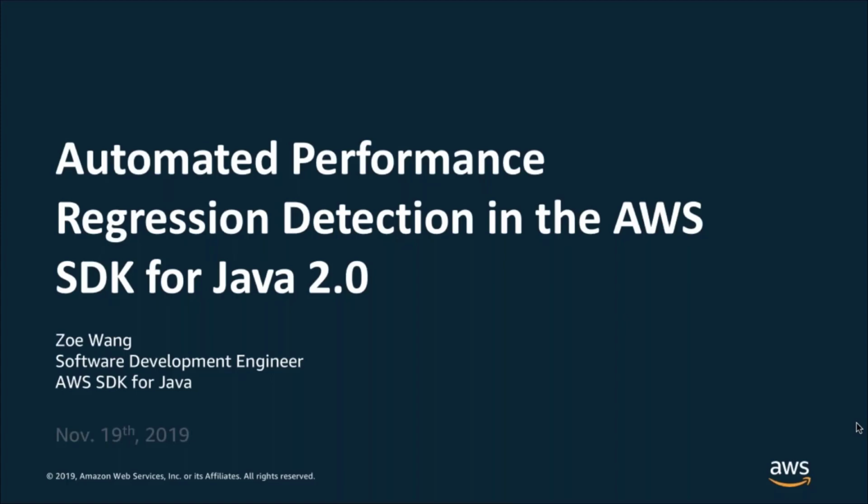Today we're going to talk about how we run benchmarks to prevent and detect performance regression in the AWS SDK for Java 2.0. My name is Zoe Wan. I'm a software development engineer for AWS Java SDK. I'm really excited to be here showing you our benchmarking process, and let's get started.